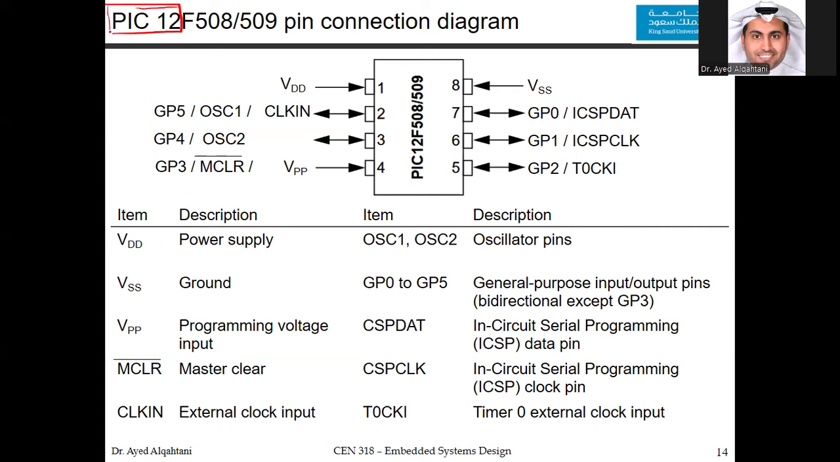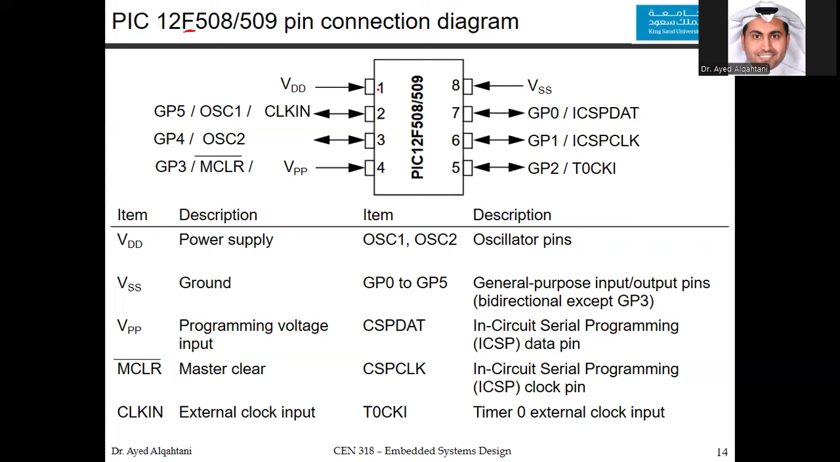So under PIC12, we have so many microcontrollers. We have different families. One of them is F. So now we have PIC12F. And under this family, we have many members. One of them is the 508 or the 509. As you can see, we have 8 pins.